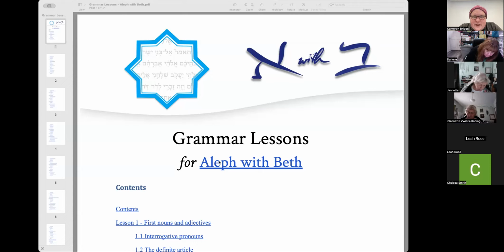Okay, so the grammar for week 3 here lists these 3 different grammar rules when we're using the conjunction of Vav. Vav acts like an and in English. And here is the default format for an and. It's a Vav with a Shva underneath of it. So it's pronounced ve.